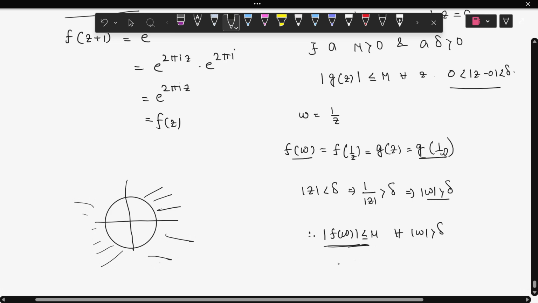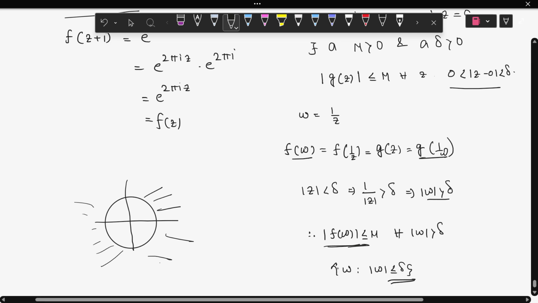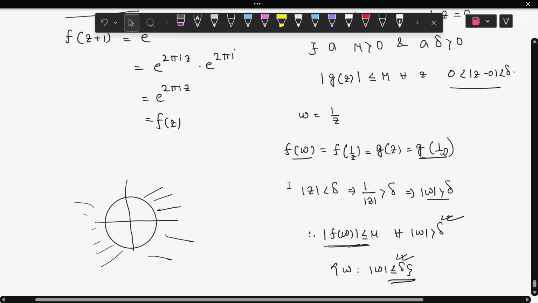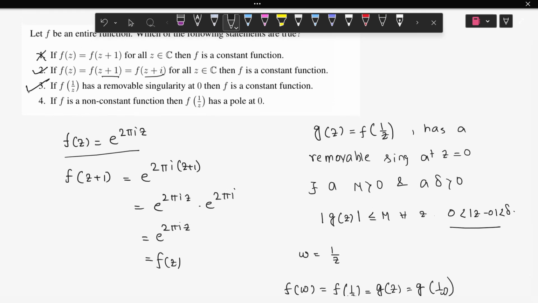Now let's consider all such w such that mod of w is less than or equal to delta. This is a compact set in the complex plane. So on this f will be bounded. So f is bounded on this set as well as on that set, whose union is the entire C. So from this we can say f is bounded on the entire complex plane. So f is a bounded entire function, and by Liouville's theorem I can say f is constant. So option 3 is definitely a correct option.